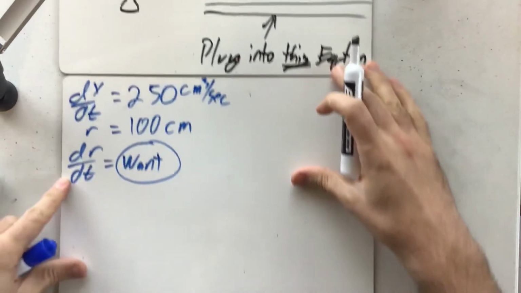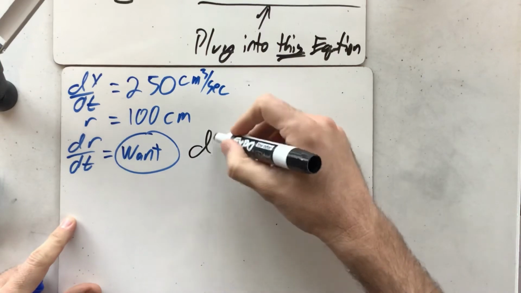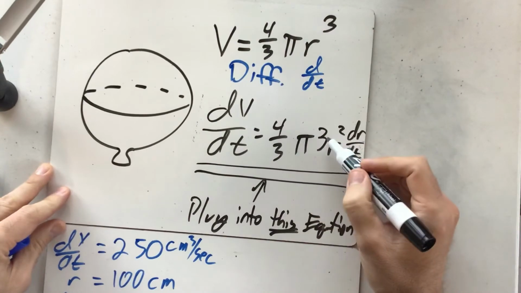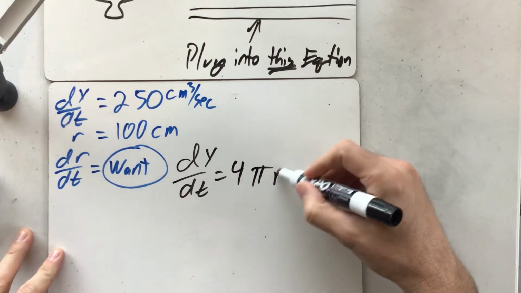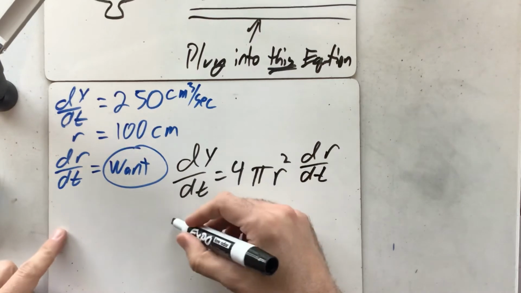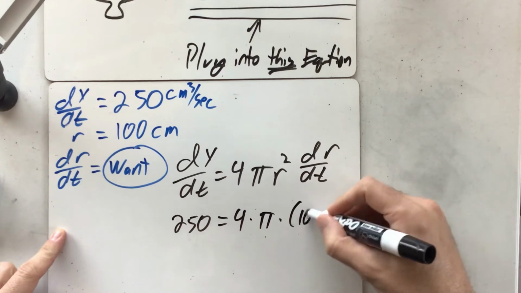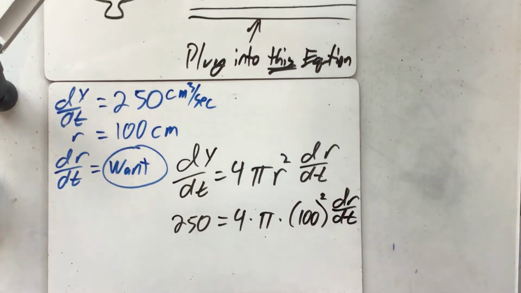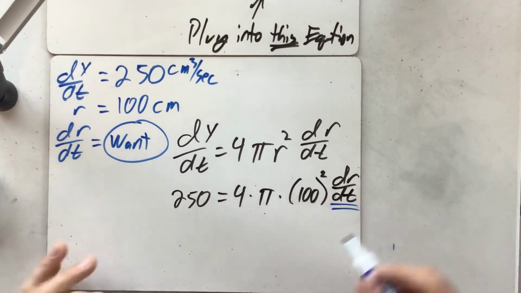So let me just get myself some new space. Let's write that equation down. Let's go ahead and simplify it a little bit as we write it down. dv dt, I'm just going to multiply the 4/3 times the 3 and just get the number 4 all by itself. dr dt, and now let's plug in. So we'll have 250 equals 4 times pi times 100 squared dr dt. And now we're ready to do a little bit of math, and the math is really simple. It's just solving for that equation.